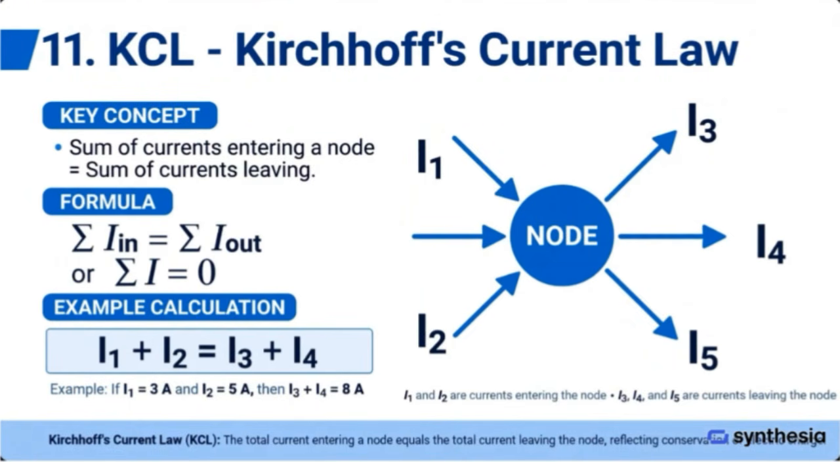For example, if I1 equals 3 ampere incoming, I2 equals 5 ampere incoming, I3 equals 4 ampere outgoing, find I4. So here as per Kirchhoff's current law, I1 plus I2 equals I3 plus I4, so I4 equals I1 plus I2 minus I3, hence I4 equals 4 amperes outgoing. KCL is used for nodal analysis. Specially useful at junctions.